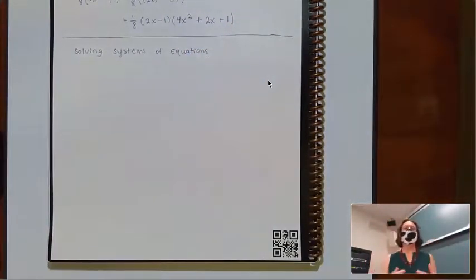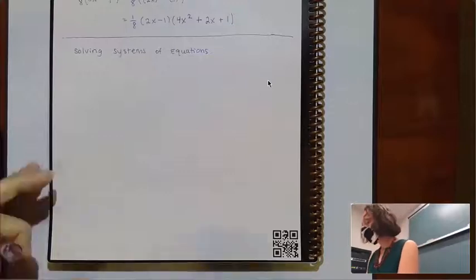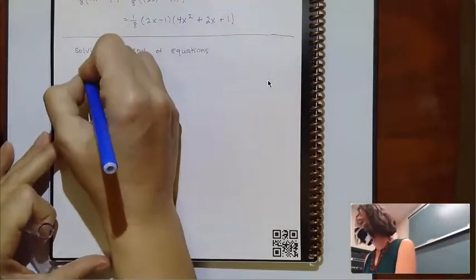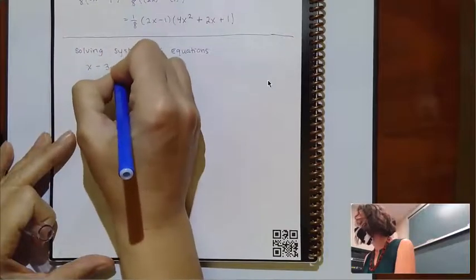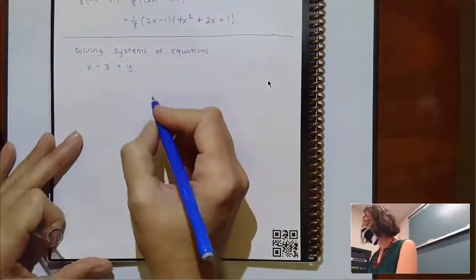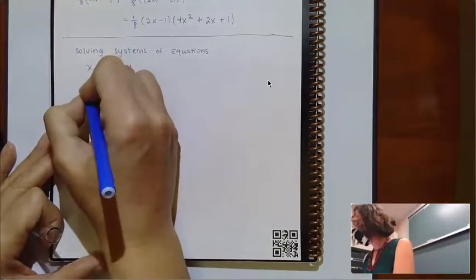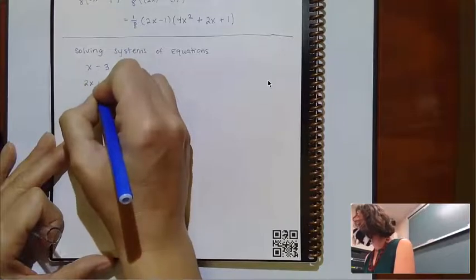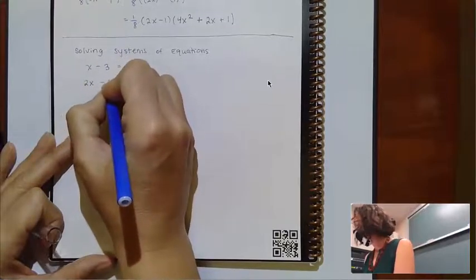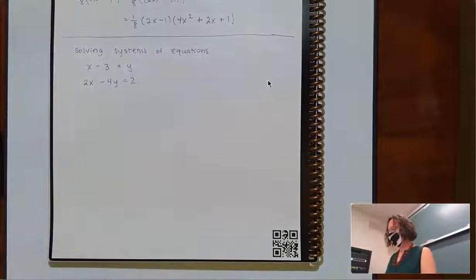So first of all, I want to talk about what it means to be a solution to a system of equations. And by system, we just mean more than one. So if I had two equations like x minus y is, I wrote three, so I'll just go with it. x minus 3 is equal to y. And 2x minus 4y is equal to 2. Sure.